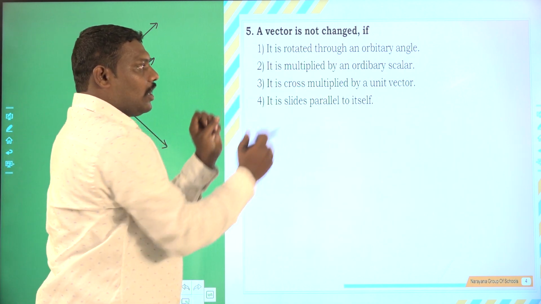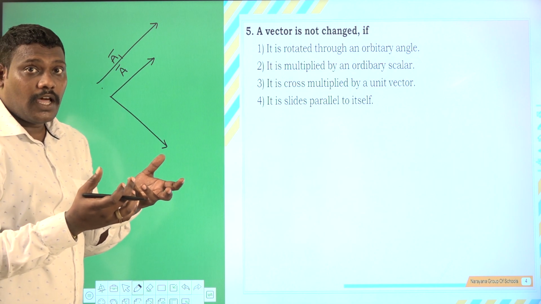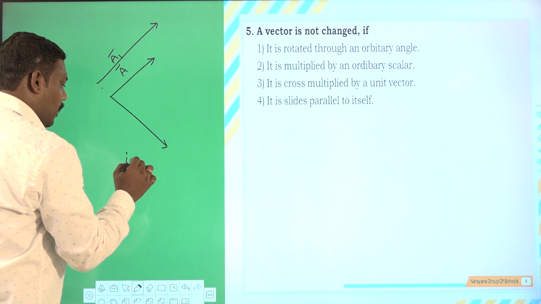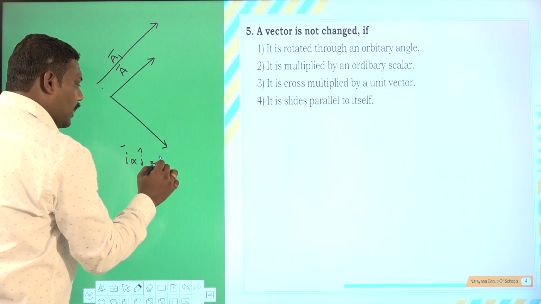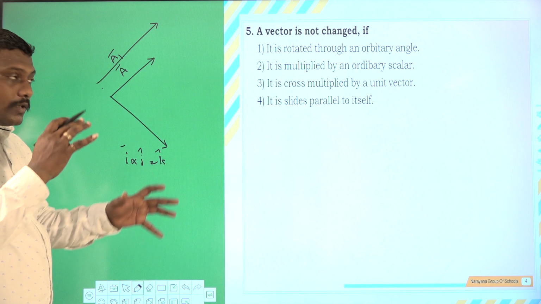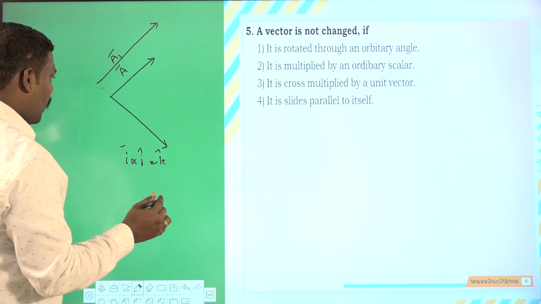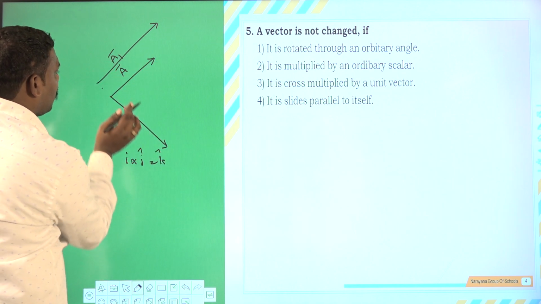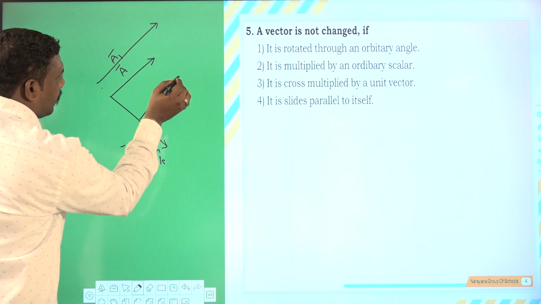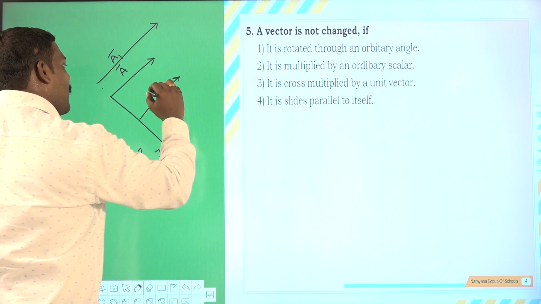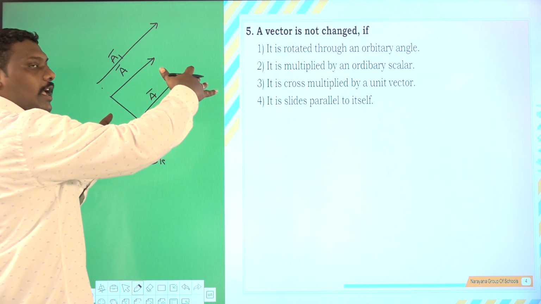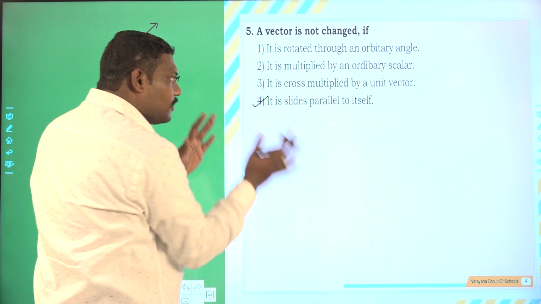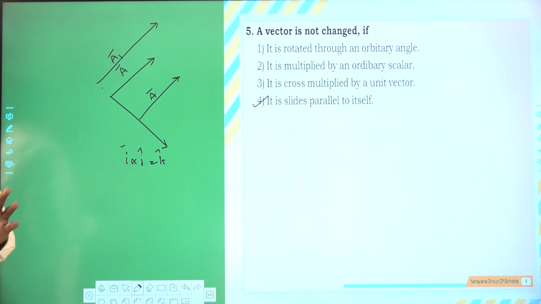Cross multiplied with a unit vector. If it is cross multiplied with a unit vector, it might change its direction. If I cross multiply i cap into j cap, then I'll get k cap. Okay, so its direction might be changing. So what I do is, if I slide it parallel, like this, parallel, then what happens? It is remaining same. The direction is also same. Length is also same. So a vector is not changed if it slides parallel to itself.